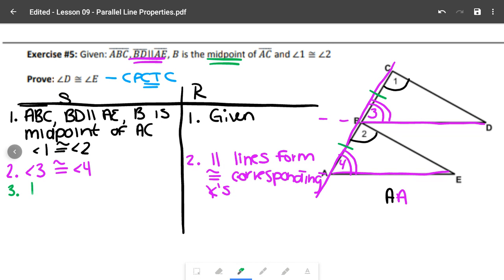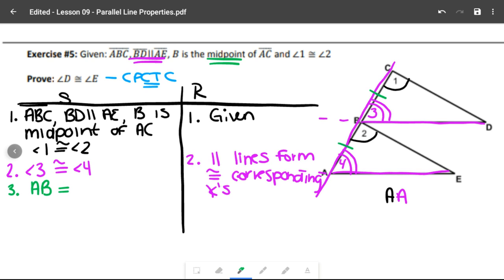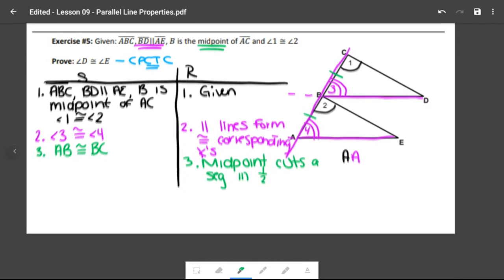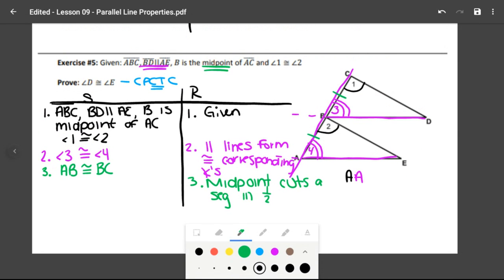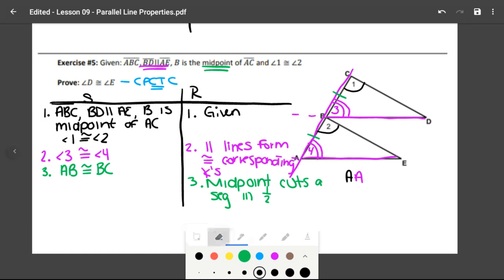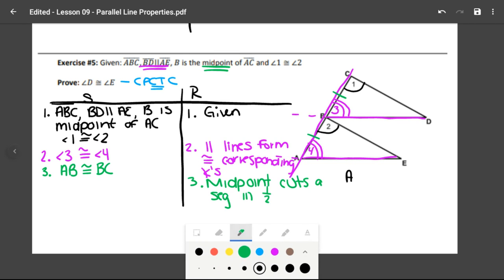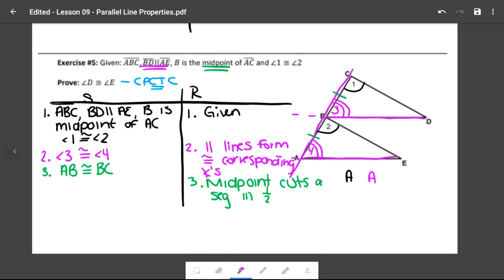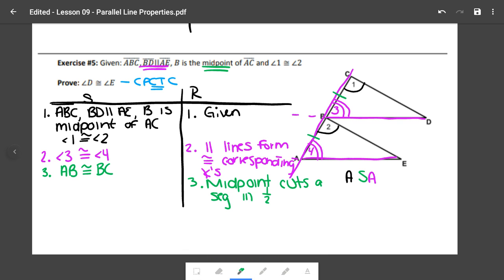So I'm able to say AB is congruent to BC because a midpoint cuts a segment in half. And now I have to be careful, because really, before when I wrote this, I didn't give myself enough space because that angle comes after the side. The side is in between the two angles. So read it down the line like angle, side, angle. So it's got to fall in between.